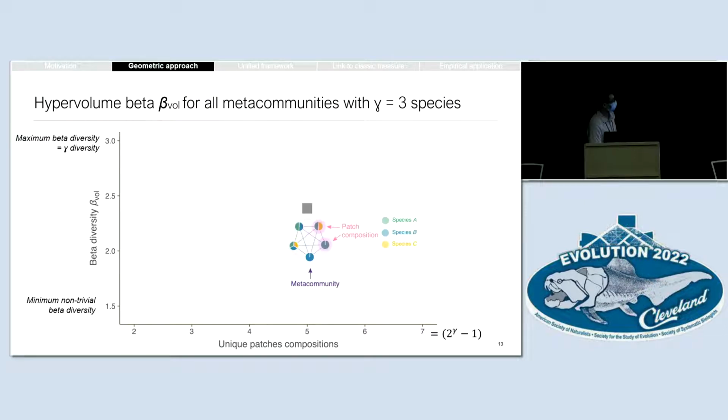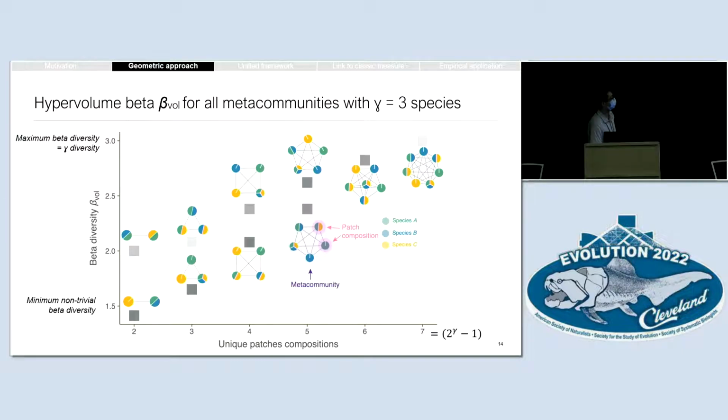And then we can see that, for example, for this metacommunity with 5 unique patch compositions, each node represents a different patch. The color represents the species. For example, this one has species A and B. This has all 3 species. This one has species B. And this is the corresponding beta diversity.